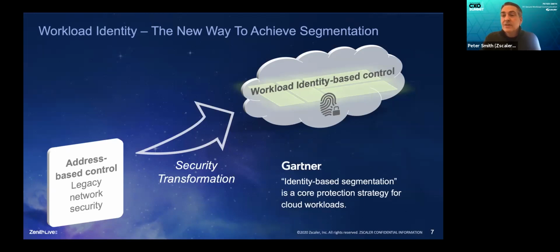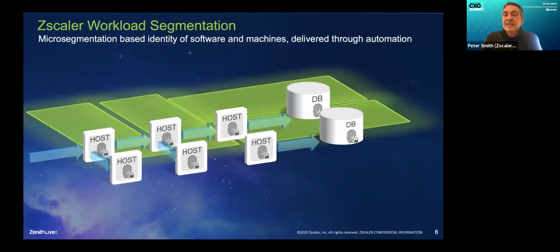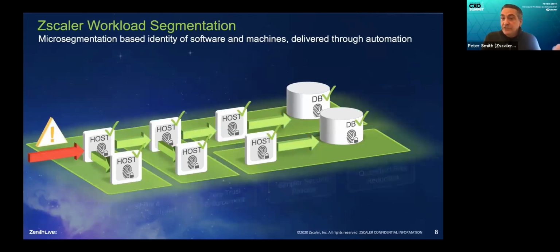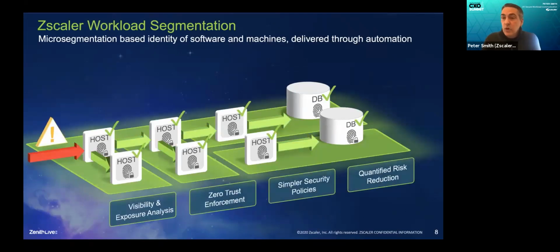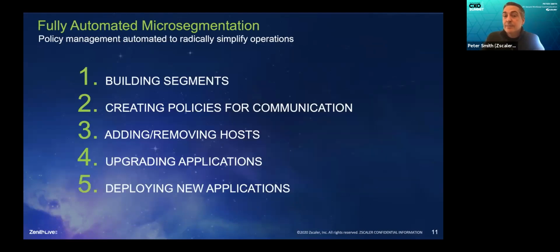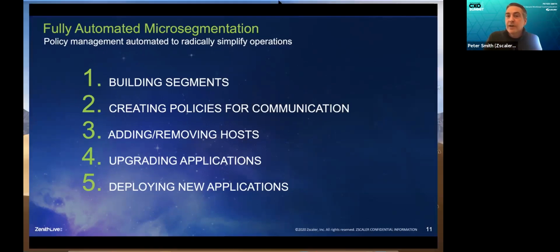So what does this look like? What it looks like is we deploy an agent to your system. We inventory all of the communicating software. We then build policies automatically to evaluate the attack surface and eliminate that attack surface. So there are 5 operational steps associated with identity-based segmentation. You need to build the segments. You need to create the policies. You need to update the policies as your environment changes. So let's walk through what that actually looks like in your environment.